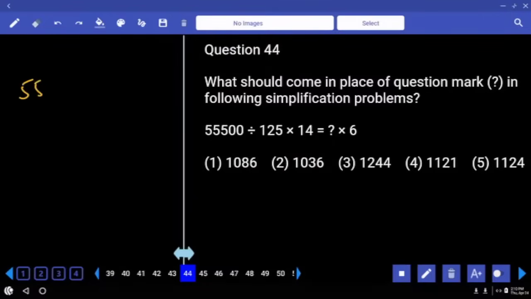Let me rewrite it. 55500 divided by 125. Can I write 125 as 1000 by 8? Come on. Let it be like this, we will see later. Into 14. 6 comes to the left hand side denominator. Yes? Okay.